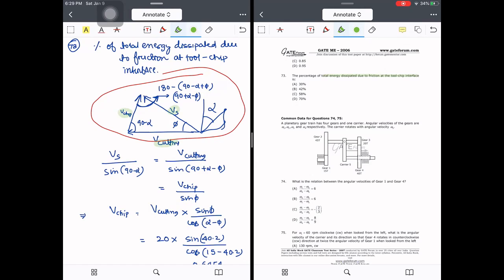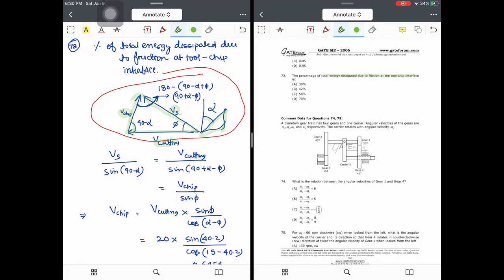Okay, for that you need to remember this particular diagram. It represents the corresponding velocities that we come across. First is shear velocity, then velocity of the chip, velocity of the cutting. Velocity of the cutting is in this way, then velocity of the shear in this way, and velocity of the chip in this way. Now the angle between the shear velocity and the cutting is given by phi.